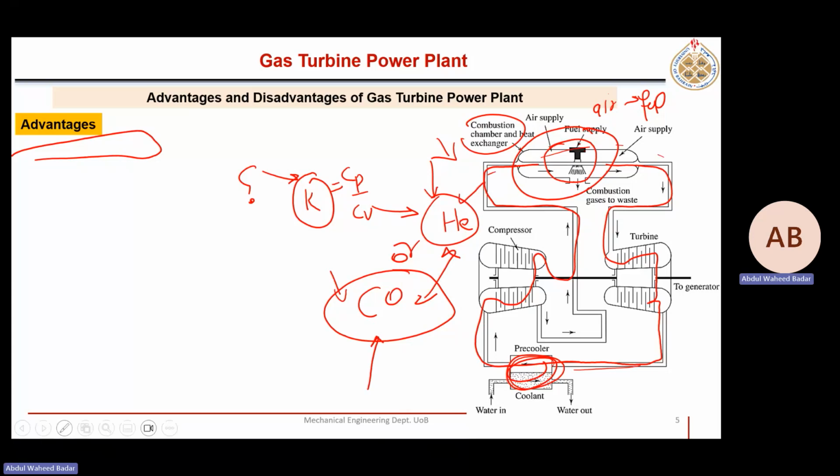Which power plant, open or closed? Open. Yeah, they have exhaust. If it is open cycle, if it is closed cycle, even then there is exhaust, but this exhaust is separate. In closed cycle the fluid is circulating, that's why it is closed. Closed means fluid is circulating.